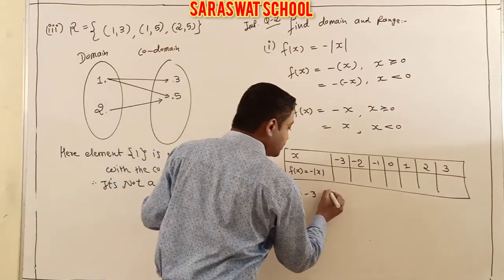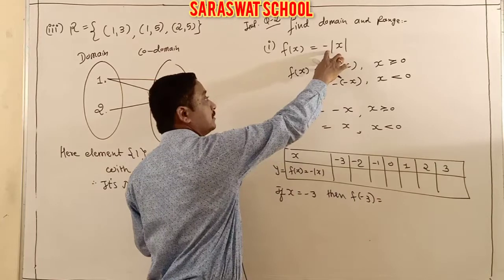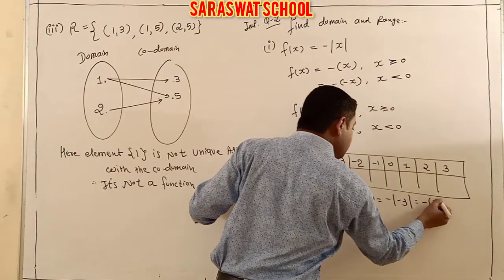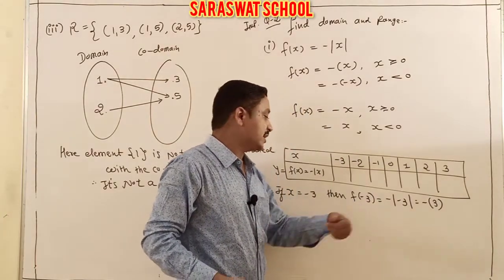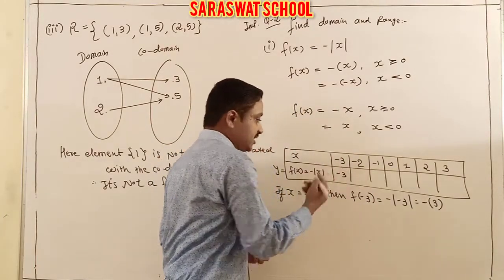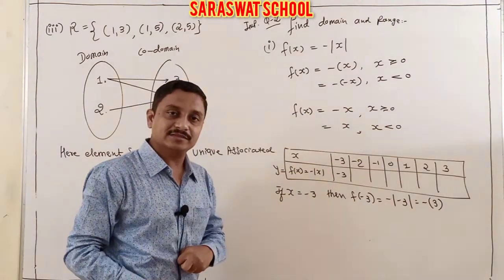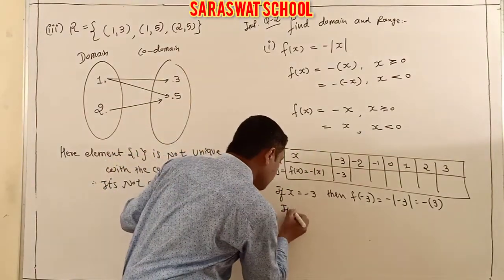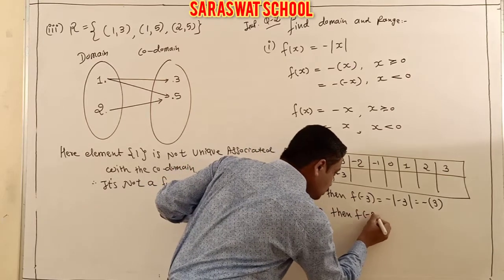If x equals minus 3, then what is f of minus 3? Here apply minus of modulus of minus 3. This modulus value is positive 3, and the minus outside makes it minus 3. So this answer is minus 3. Whenever you take a value less than 0, the answer is x. Apply directly minus 3. Next, same way, if x equals minus 2, then f of minus 2.